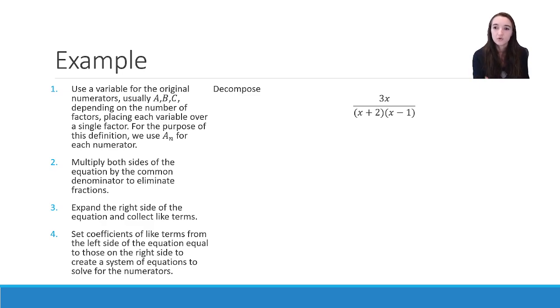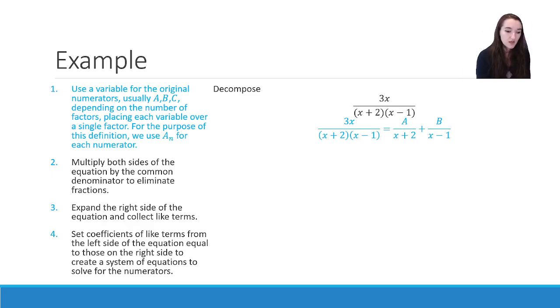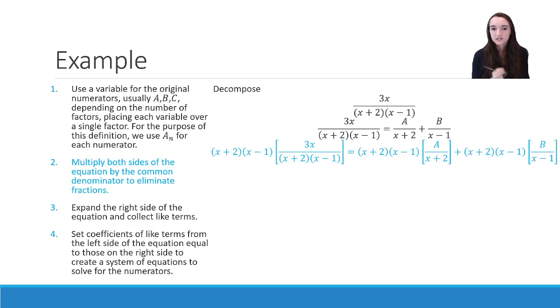Okay, so I go on, I write out my A over x plus 2, B over x minus 1. So I have part of my decomposition already done. Now my goal is just to figure out what A and B are. Well, my next step is to multiply both sides of the equation by the common denominator, in this case x plus 2 times x minus 1. So I have multiplied on both sides. That means multiply every single term by that denominator.